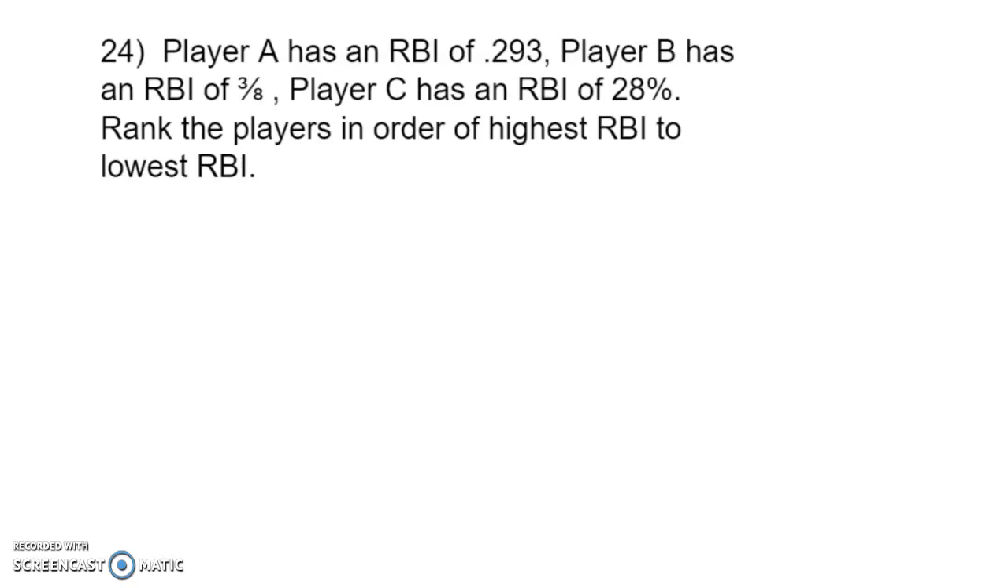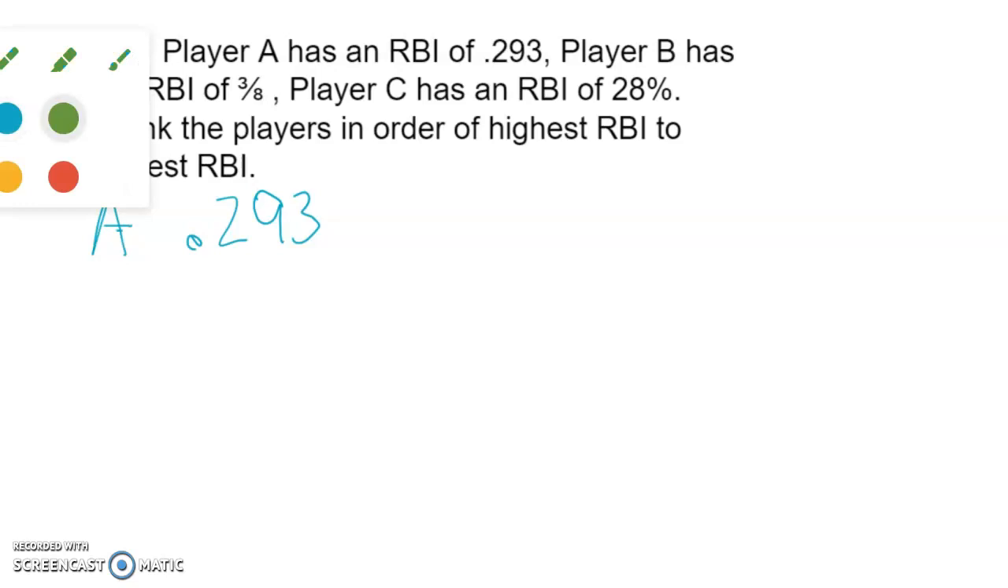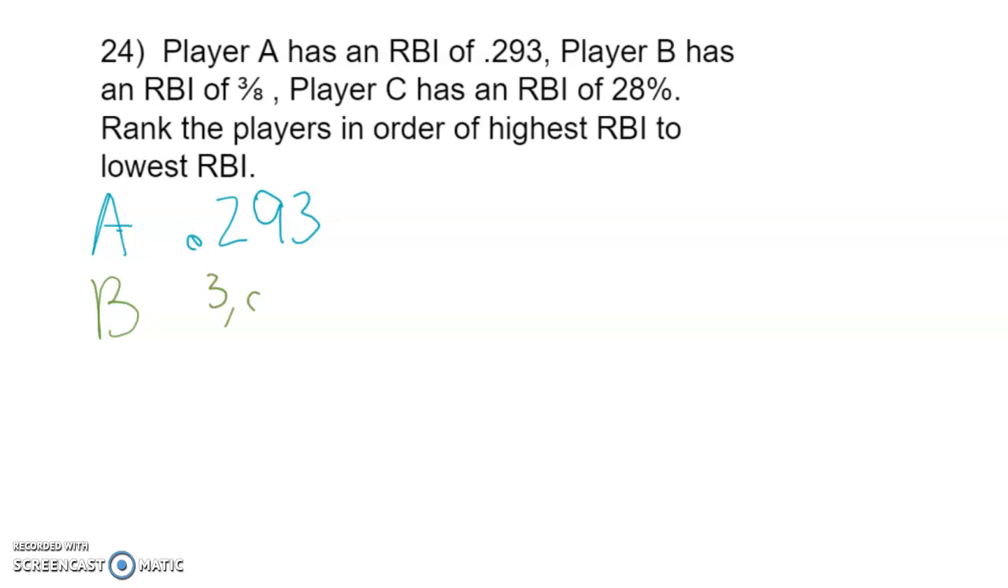So we want to see who has the highest RBI to the lowest RBI. So we need to turn these all into the same entity. So we're going to make these all decimals. Player A's RBI is already a decimal at 0.293. So there's nothing I need to do there. Player B, though, has an RBI of 3/8, and we're going to turn that into a decimal.